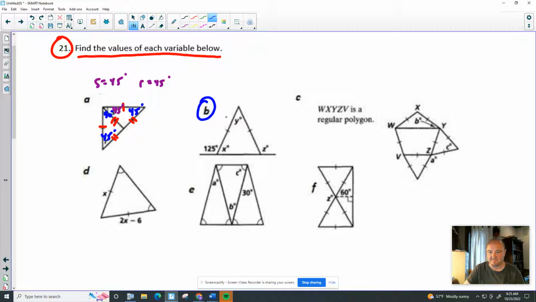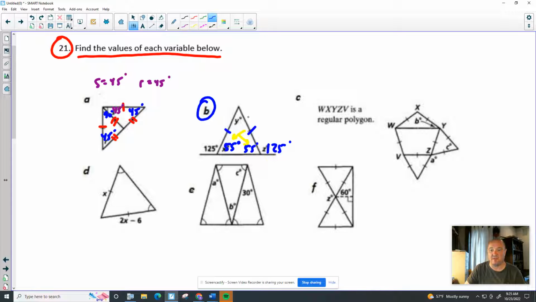Going to B. Well, the first thing I look for is any kind of number, and I find one over here, and I say, oh, well, if this is 125, look at this, that's a linear pair. So X must be 180 minus 125, which is 55. I have congruent triangles. I say, oh, the angles opposite the congruent sides have to be congruent. So this has to be 55. And then I think, oh, look, I got another linear pair going on over here. Well, 180 minus 55 is just going to bring me back to the 125. So I've got X and Z pretty easily.